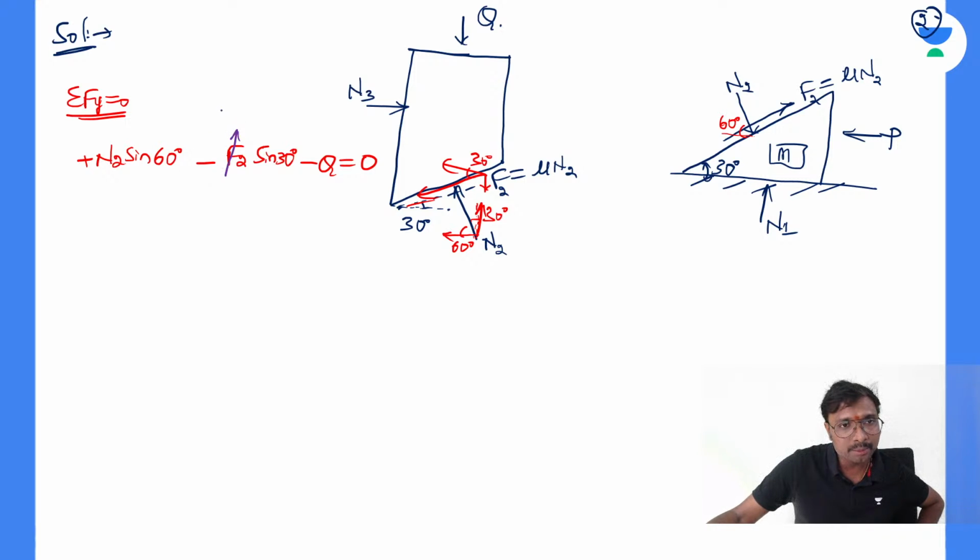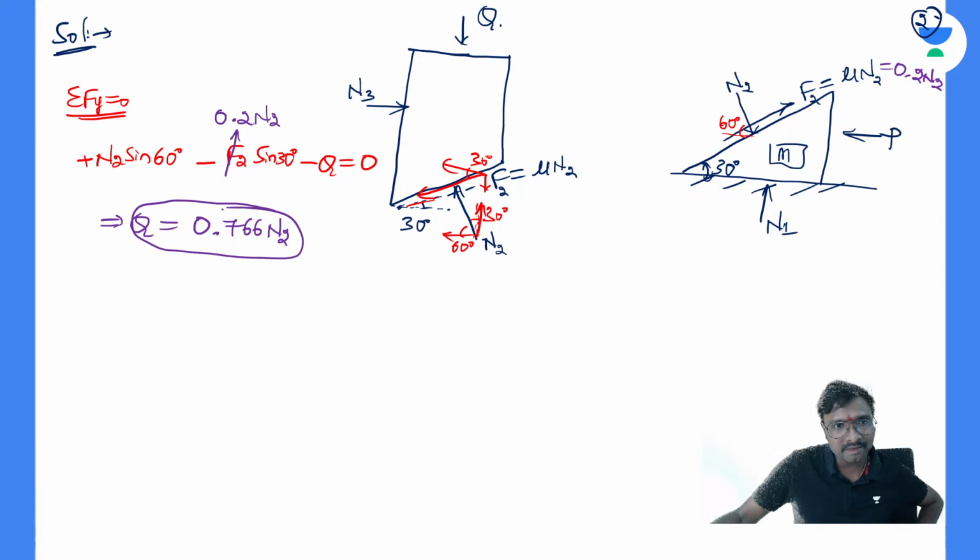This F2 is nothing but 0.2 times this N2, yes or no? The coefficient of friction is given as 0.2, and the normal reaction is N2. Then if you simplify this, what Q are we getting, everyone? Q is equal to 0.766 N2, right? From this you are getting this.